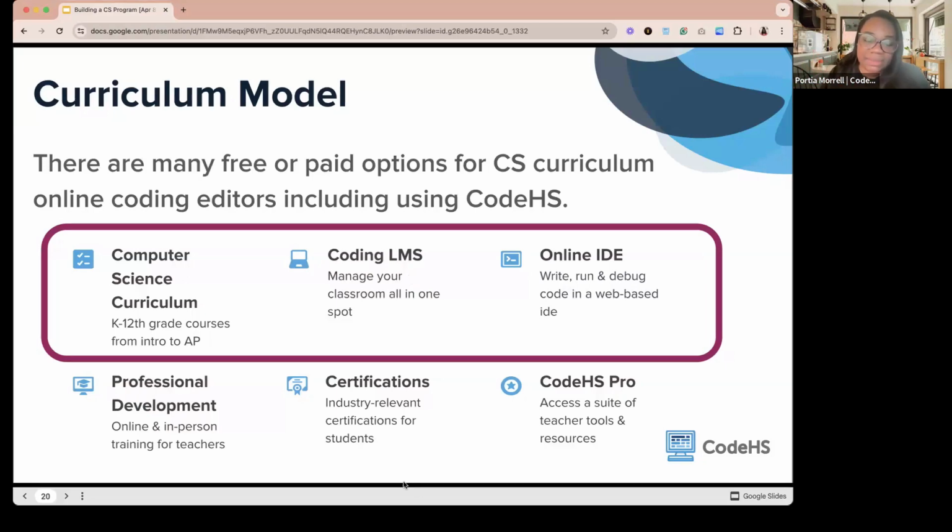Some other options that we do offer are professional development, which we do in person and online. I prefer in person, but online is also a lot that we do. And we also offer industry certifications. And CodeHS Pro really represents getting more access to teacher tools and resources such as lesson plans, academic integrity. We have some new AI tools and things like that. So that's behind a paywall. But a lot of things for you to get started with CodeHS are free.